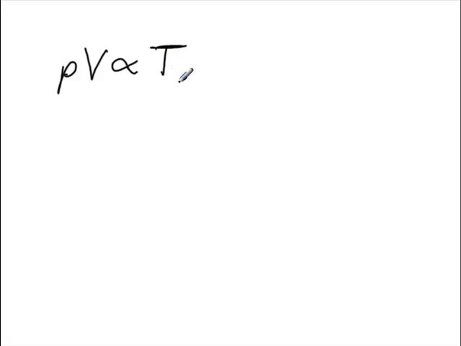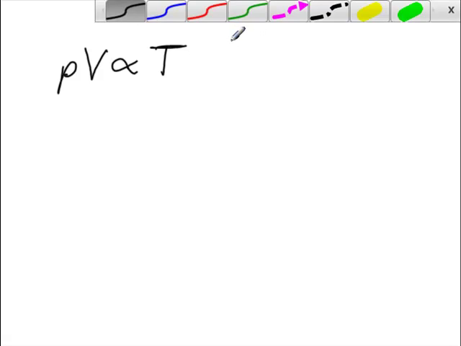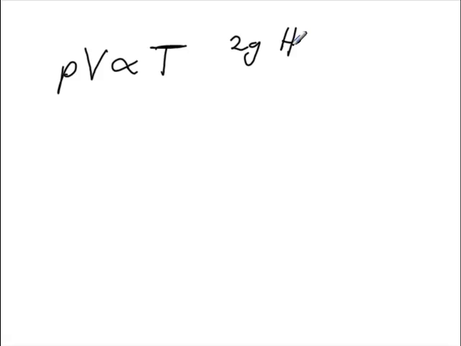So for example, 2 grams of hydrogen would behave very much like 4 grams of helium and like 32 grams of oxygen. And people wondered why that was.